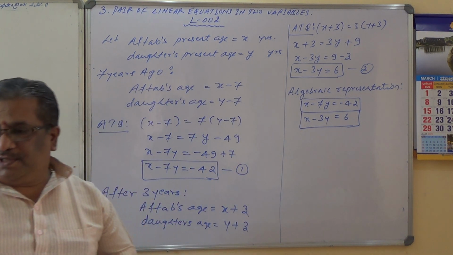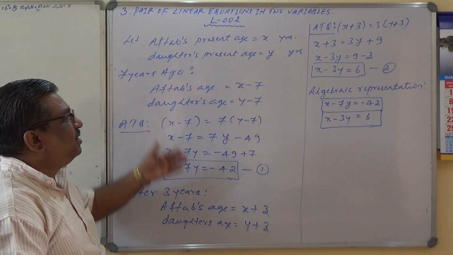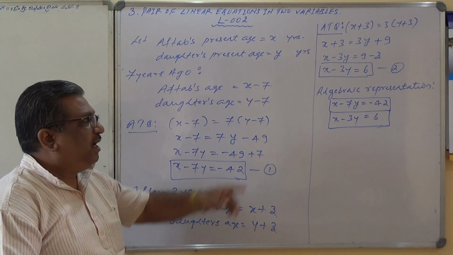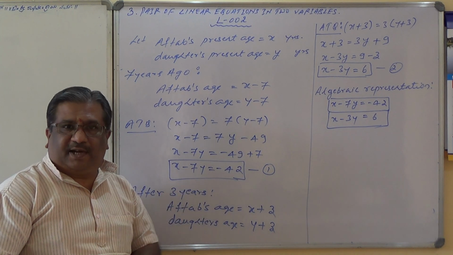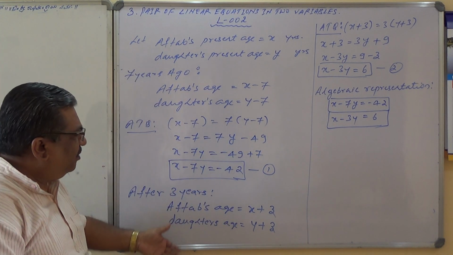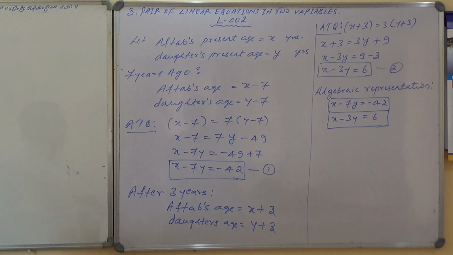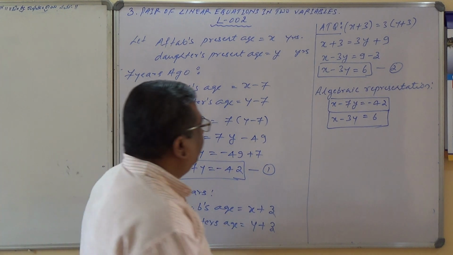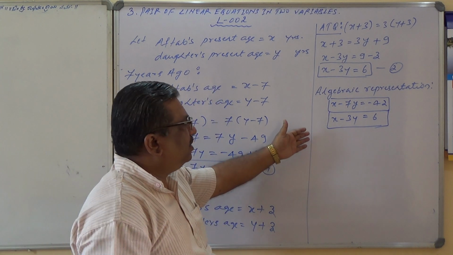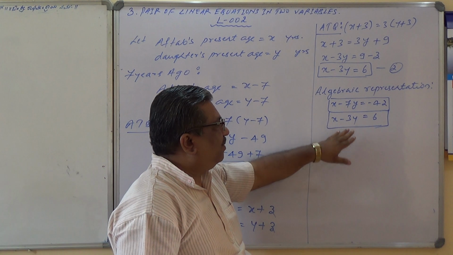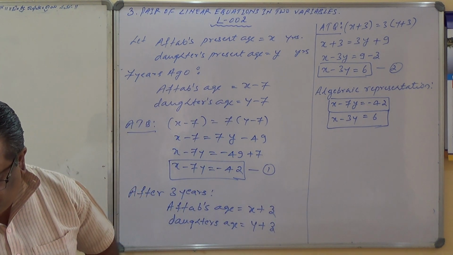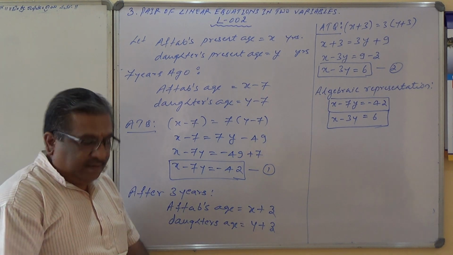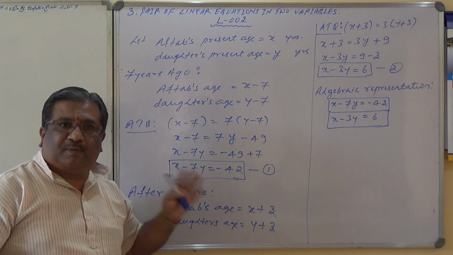What about graphical representations? For graphical representations, we have to plot this graph. I am writing these two equations on the top and I will plot the graph. See how to plot the graph also. I think you can note it down. I hope you have noted it down. So what are the two equations we have now? x minus 7y equals minus 42, x minus 3y equals 6. Fine. Let me erase and try to plot the graph now.